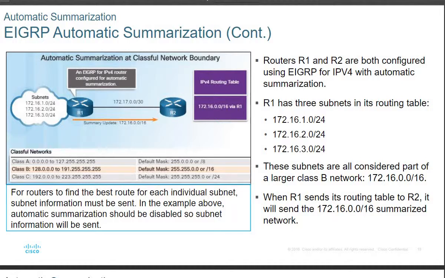Automatic Summarization. EIGRP Automatic Summarization, Cont. Routers R1 and R2 are both configured using EIGRP for IPv4 with automatic summarization. R1 has 3 subnets in its routing table: 172.16.1.0/24, 172.16.2.0/24, 172.16.3.0/24. These subnets are all considered part of a larger Class B network. 172.16.0.0/16. When R1 sends its routing table to R2, it will send the 172.16.0.0/16 summarized network. For routers to find the best route for each individual subnet, information must be sent. In the example above, automatic summarization should be disabled, so subnet information will be sent.